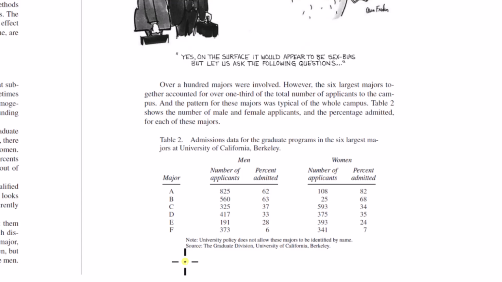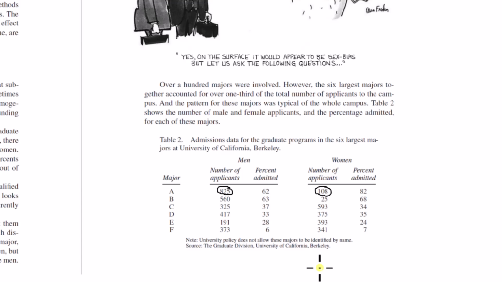There are other majors where it's the opposite. It's easier to get into. So the key is that major A was easier to get into. You have 825 male applicants and 108 female applicants. So you have more males applying to the easier majors, the majors that are easier to get into, than females. So females are getting rejected more on the whole, right? But it's about the major that they're applying to.